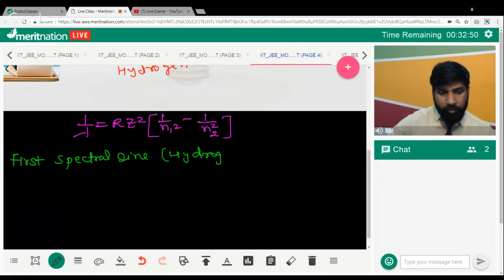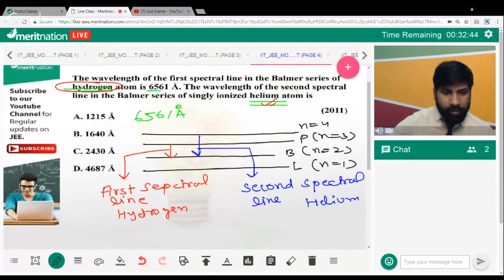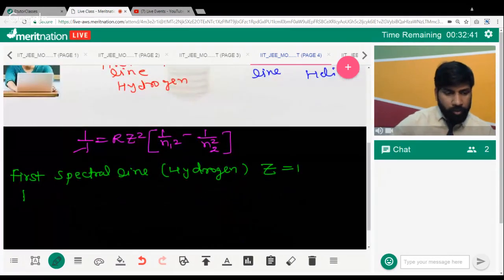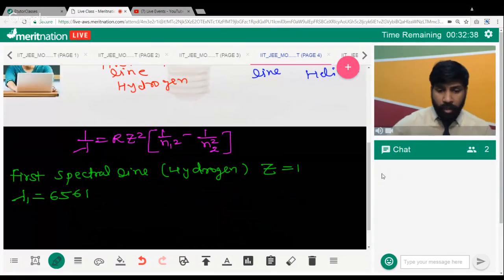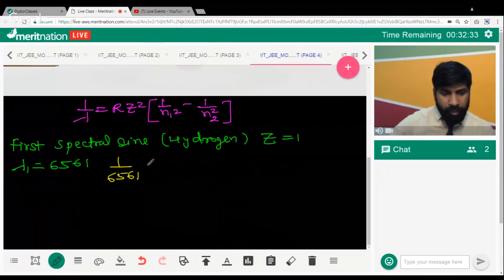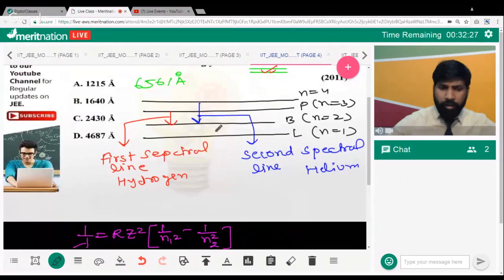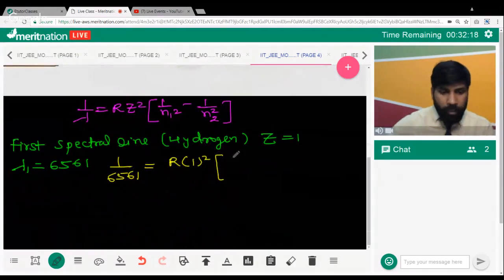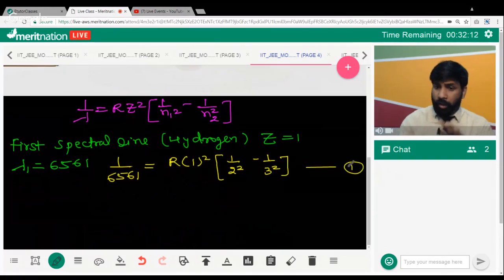So for hydrogen we can take the value of Z equal to 1, and the wavelength is also given here, 6561 angstrom. So lambda 1 is given as 6561, and we can directly use this. Suppose 1 by 6561 angstrom is equal to R, Z is 1, and the first spectral line means here from 3 to 2 for Balmer series. So we can take 1 by 2 square minus 1 by 3 square. Suppose this is equation 1. This is for hydrogen atom, first spectral line of Balmer series.